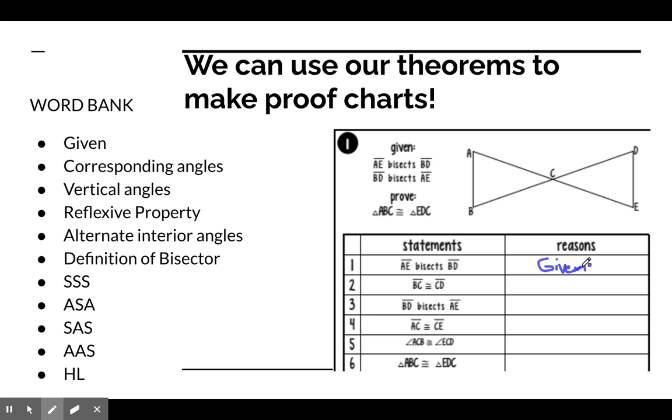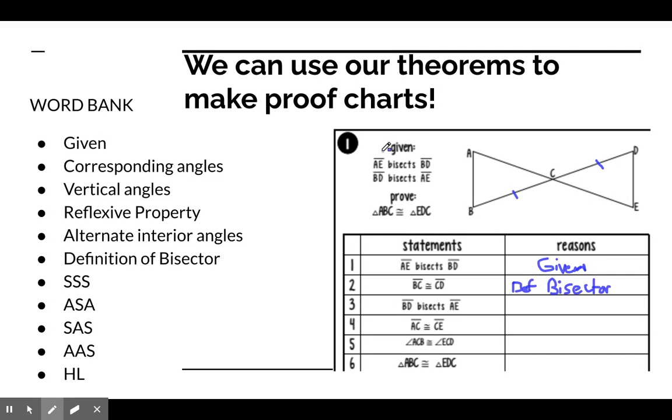All right, given, and let's take a look at what's given to us, right? AE bisects BD. So this segment AE bisects, which means cuts in half BD. So if it cuts in half, we know that now BC is going to be congruent to CD, all right? BC is congruent to CD, which we see as the exact next step, and that's because of the definition of a bisector. So we would write definition of bisector. And just like always, I apologize for that poor handwriting.